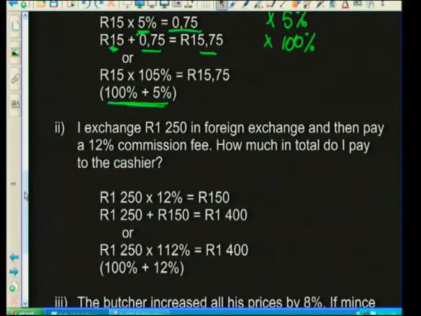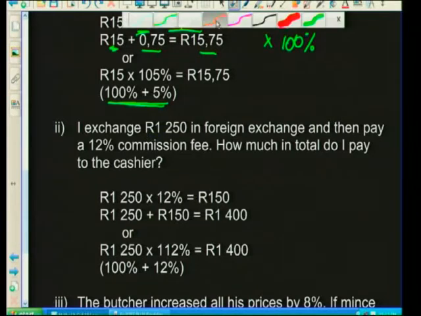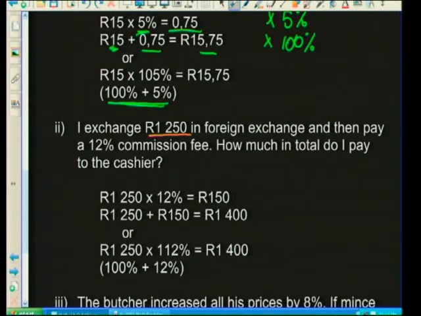Okay, let's look at the second example. If I exchange 1,250 Rand foreign exchange, and they pay a 12% commission fee. How much in total do I pay the cashier?